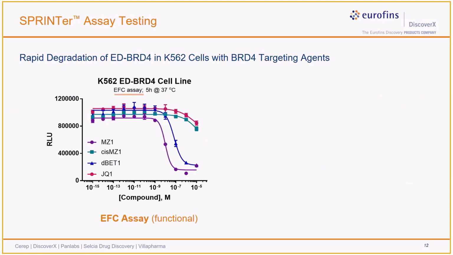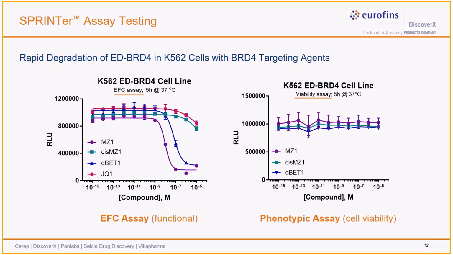We first test our K562 BRD4 biosensors, shown here. After 5 hours of incubation, we could readily see the on-target activity of two PROTACs, MZ1 and dBET1, with differential potencies. This decrease of BRD4 signal induced by MZ1 and dBET1 is not a result of cell death, as shown here that no change of cell viability was observed.